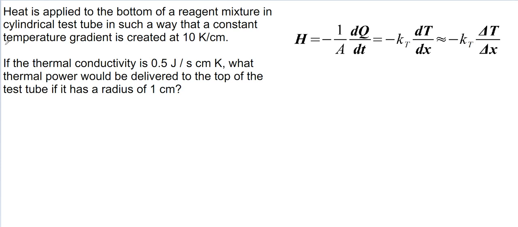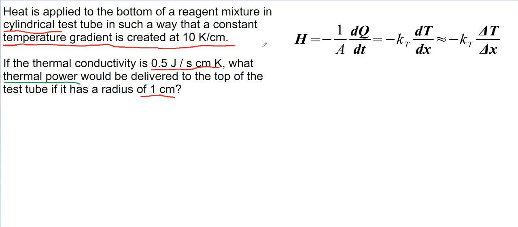And so what you're told here is that we've created a constant temperature gradient by applying heat to the test tube, which is 10 Kelvin per centimeter. Now, for the system, we're informed what the thermal conductivity is. What we've been asked, given that we have a cylindrical test tube here with a known radius, is what thermal power are we going to get?